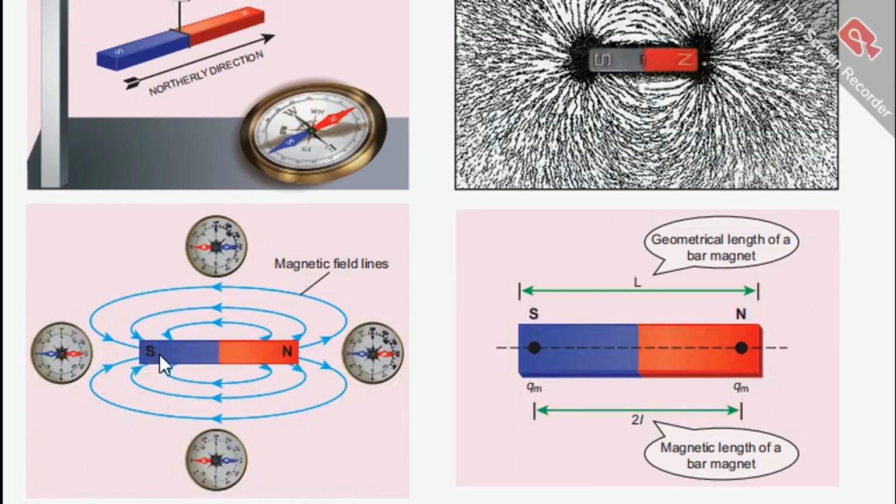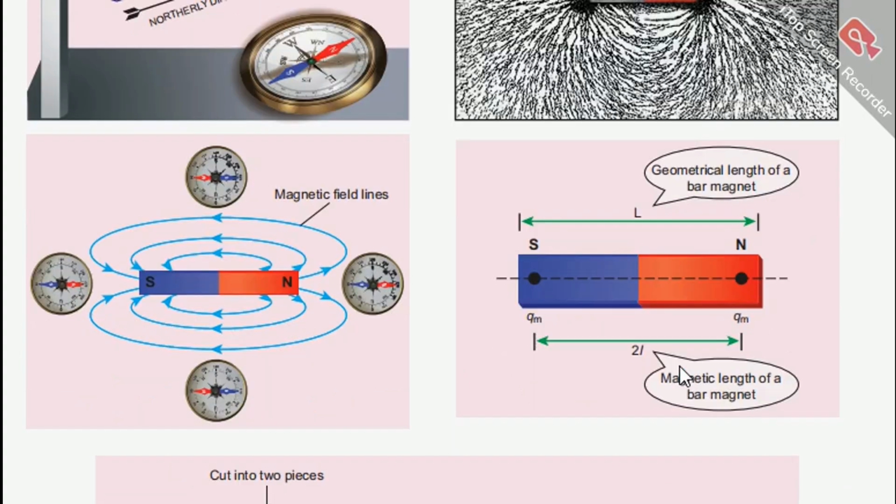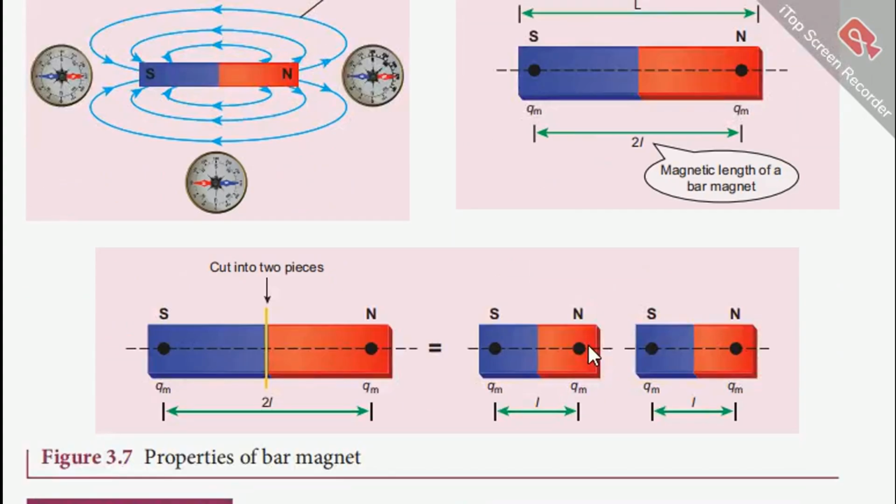And this is the diagram showing the magnetic lines of force drawn by using a compass box. In this diagram, the bar magnet has a geometrical length equal to L, whereas the magnetic length of a bar magnet will be equal to 2l. That's the distance between the two poles of the magnet. And when you break apart the bar magnet, each piece will have two poles like this.